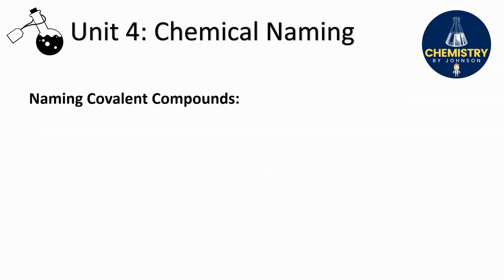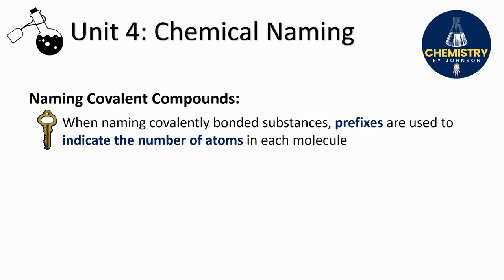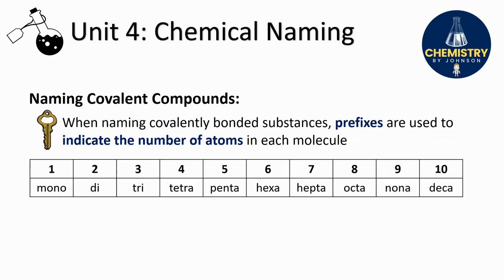Now that you know how to identify covalent compounds, let's talk about how to name them. In general, when you're naming a covalently bonded substance, you're going to use what we call prefixes to indicate in the name how many atoms there are in each molecule. The common prefixes used are shown here, 1 through 10 atoms. There might be prefixes for more than 10 atoms, but you're not likely to see that, so we'll stick with these 10.